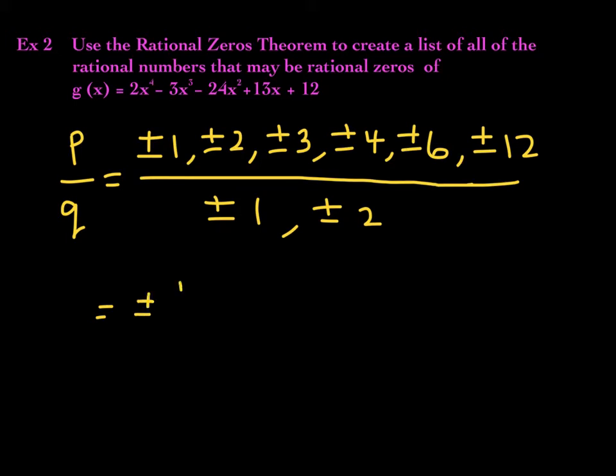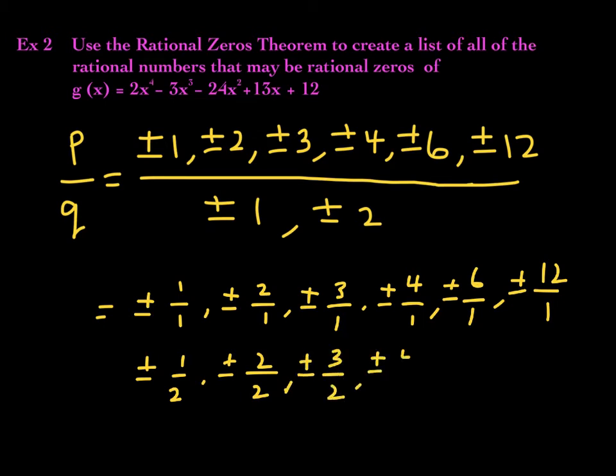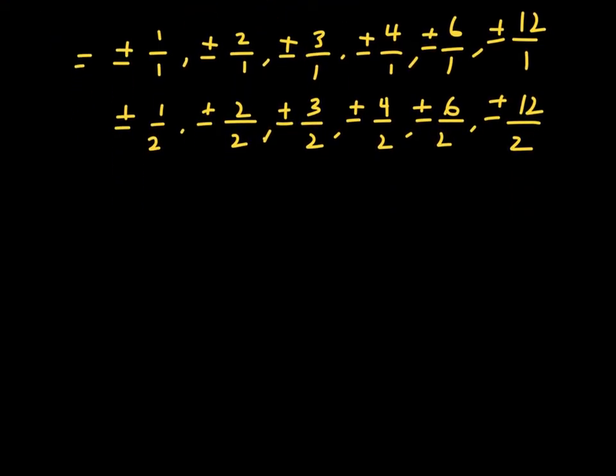Plus or minus 1 over 1, plus or minus 2 over 1, plus or minus 3 over 1, plus or minus 4 over 1, plus or minus 6 over 1, plus or minus 12 over 1. Now, put them all over 2. Plus or minus 1 over 2, plus or minus 2 over 2, plus or minus 3 over 2, plus or minus 4 over 2, plus or minus 6 over 2, plus or minus 12 over 2. Wow, that was fun. All right, now what we should do is simplify all of these numbers.